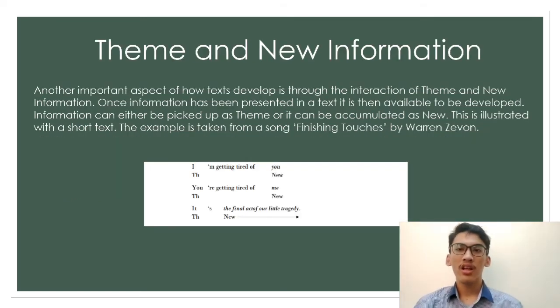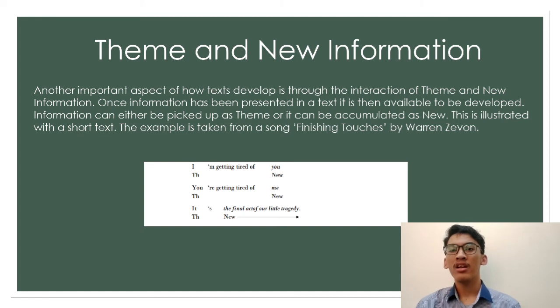And the last is theme and new information. Another important aspect of how text develops is through the interaction of theme and new information. Once information has been presented in a text, it is then available to be developed. Information can either be picked up as theme or it can be accumulated as new. This is illustrated with a short text.